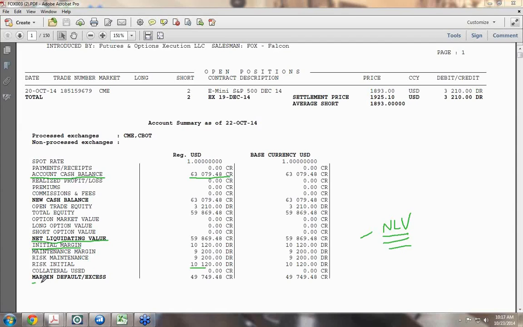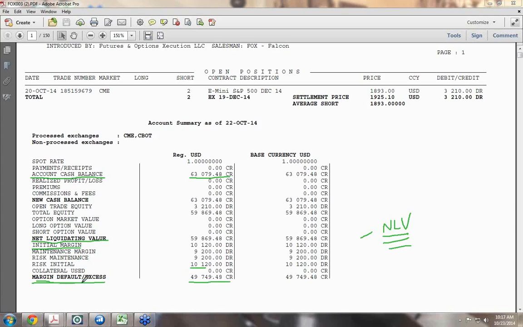The margin default excess, okay, this is a common question we're getting. A lot of people are looking at margin default or margin excess as the value of the account. That is not correct. Okay, the margin default excess is simply letting you know, based on the open positions that you have open, how much money do you have sitting on the sidelines that could be used to place other trades. It is not indicative of the account's value.